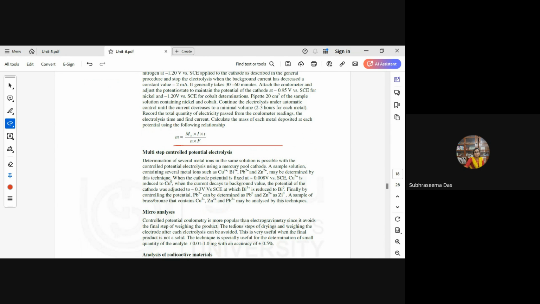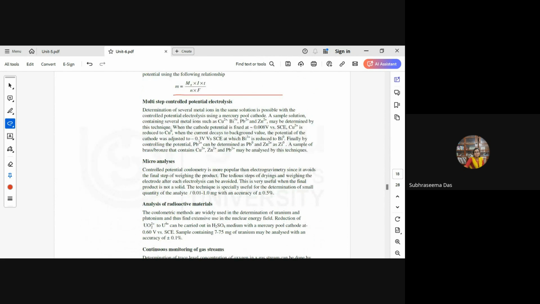Then there is multi-step controlled potential electrolysis. The determination of several ions simultaneously in the same solution is possible by this method. Suppose a sample solution contains several ions such as Cu2+, Bi3+, lead and zinc; they can be determined by this technique. When the cathode potential is varied to different volts, and by controlling this potential, the sample can be analyzed, because at a respective potential a respective metal can be determined.